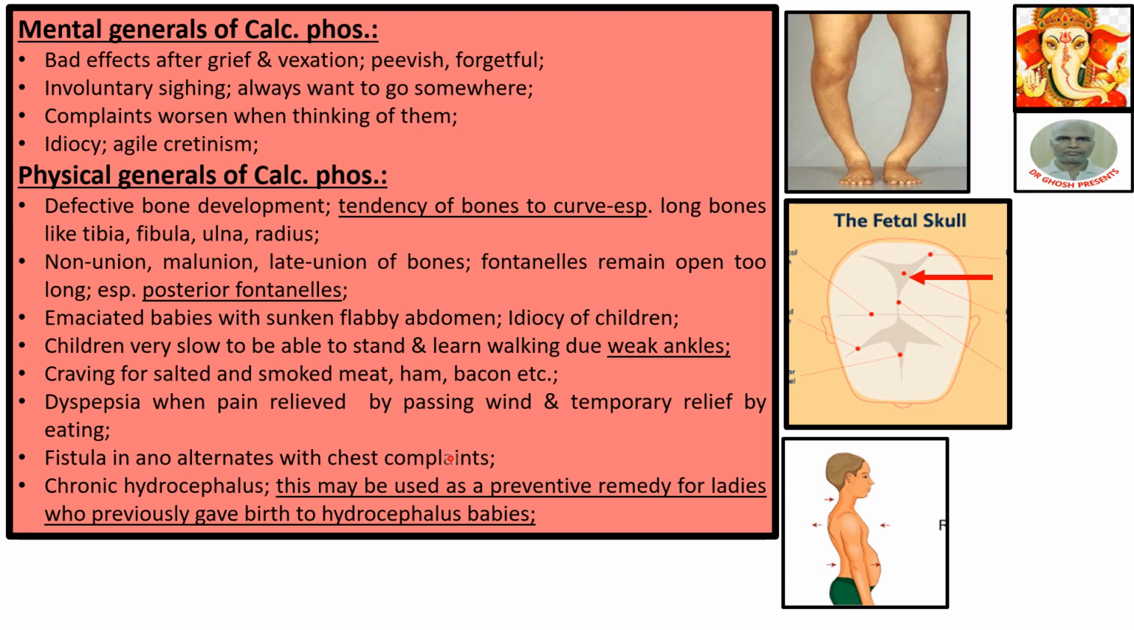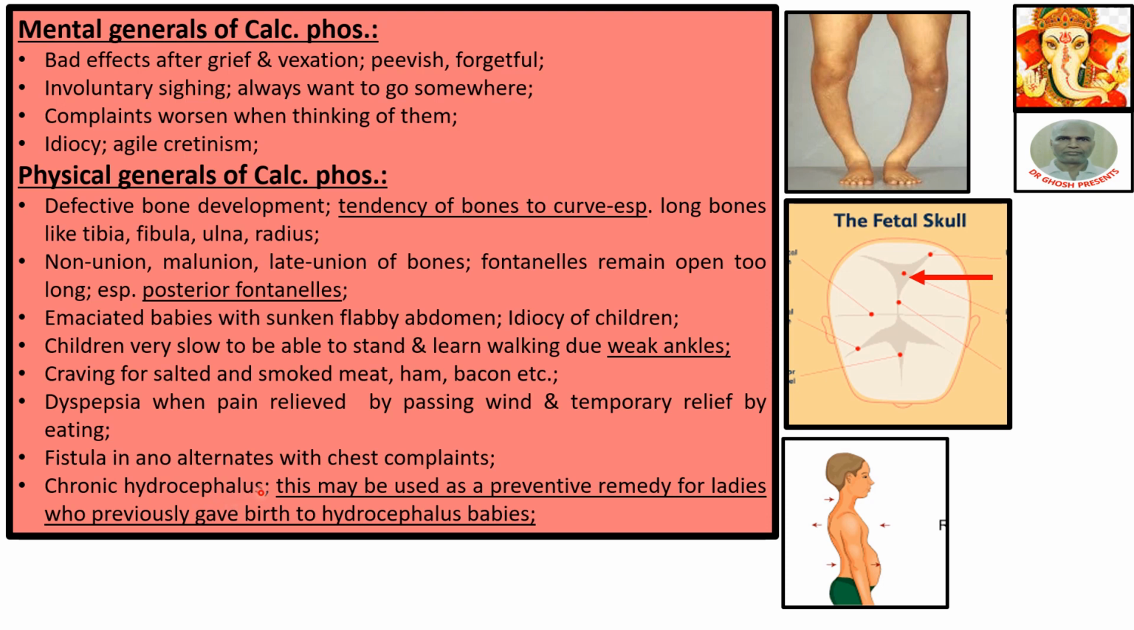Alternates with chest symptom. This is one of the most important symptoms of Calcarea Phos. Sometimes there are lung maladies, then it subsides, fistula in ano comes. When it is treated, it subsides, and the chest complaint again arises. This is an alternation. Chronic hydrocephalus.